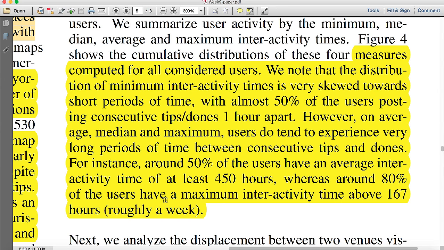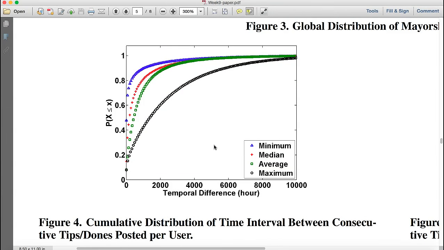For instance, around 50% of the users have an average interactivity time of at least 450 hours. That's close to about 20 days, whereas around 80% of the users have a maximum interactivity of 167 hours, roughly a week. So here is the graph for the cumulative distribution of time interval between consecutive tips and don'ts posted per user. It's the same thing as what we saw in the text.